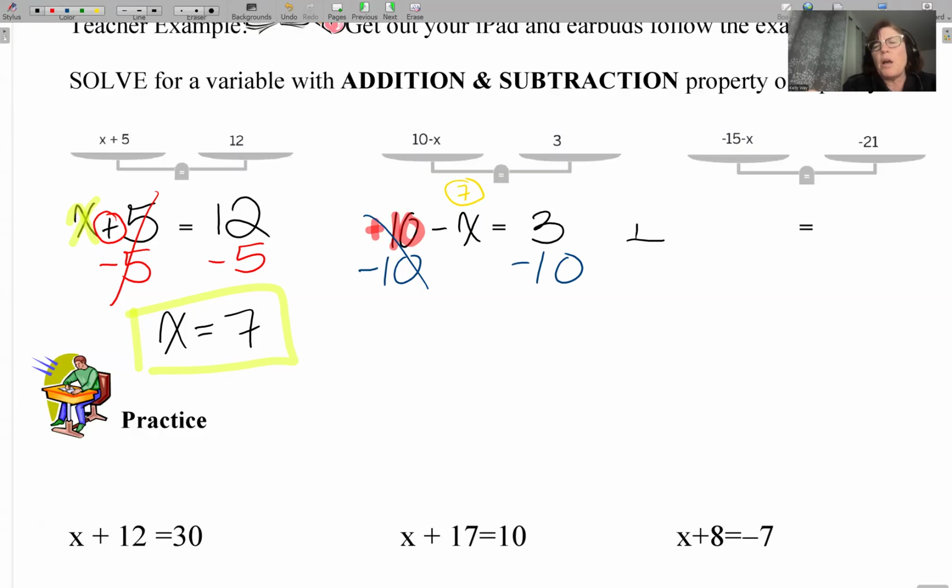3 means I'm up positive 3. Minus 10 means I'm going to go down 10. The question is, where would you be? Of course, going down 10 means I'm below 0, which means I'm going to be at negative 7. So I got negative x equals negative 7.